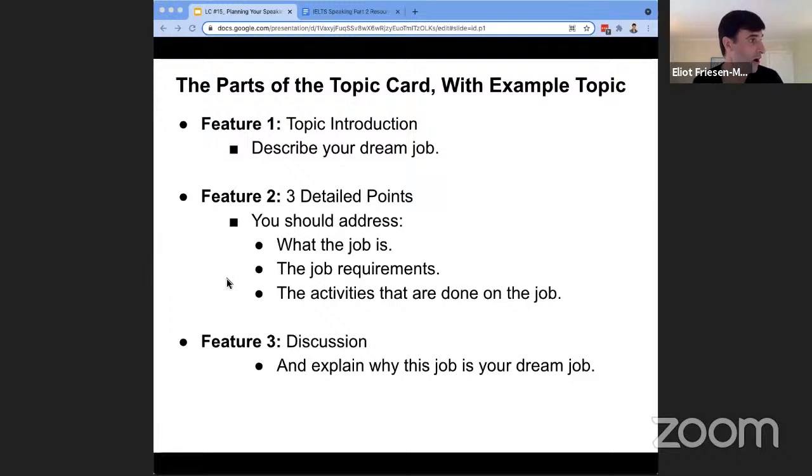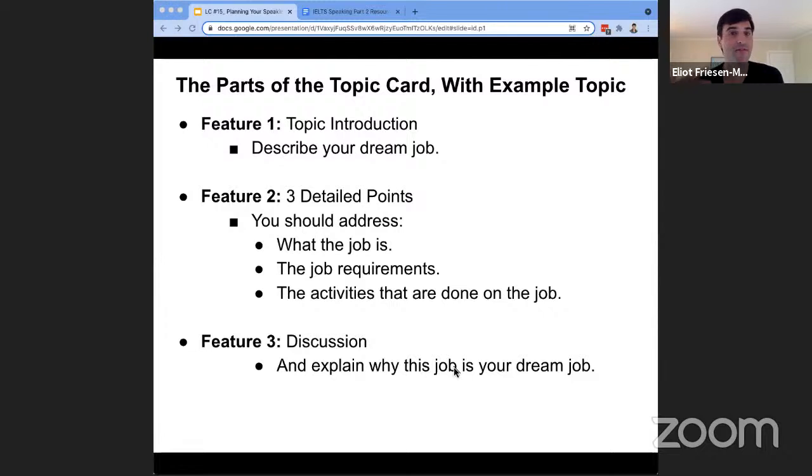And on this card, here is feature number two, the bullet point prompts. They're going to say, you need to talk about what the job is, the job requirements, and the activities that are done on the job. So these are points that you must include in the speech that you provide, all right? And then they say, and then explain why this job is your dream job. And so you have to give reasons why the job is your dream job, all right?